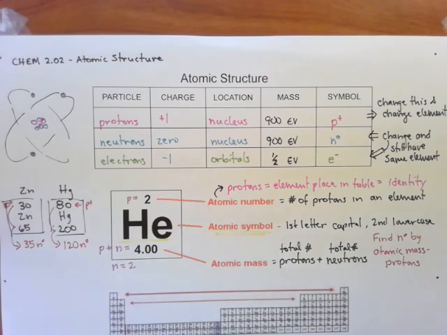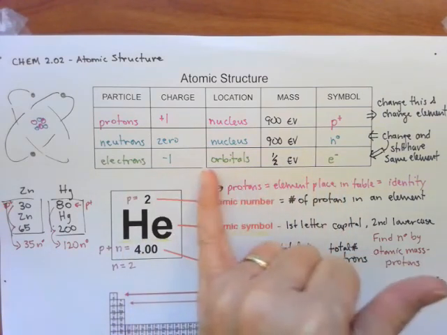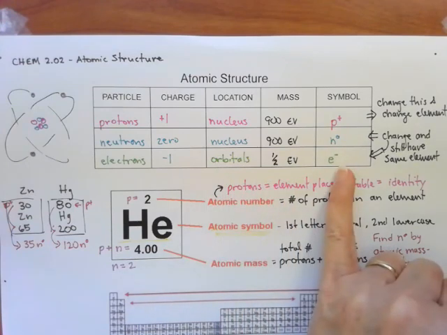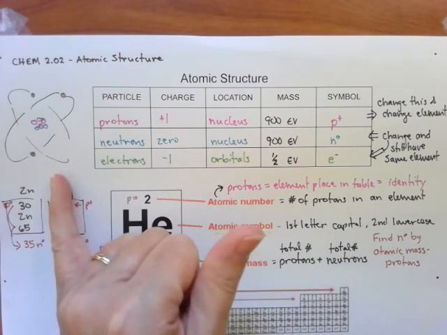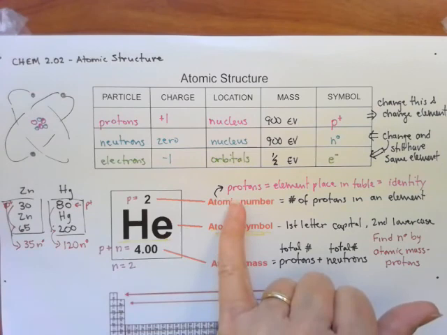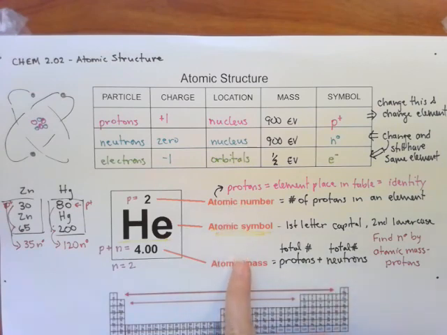So that is an explanation of the overall structure. Our takeaways here are that we're going to need to know the charge, location, and symbols for protons, neutrons, and electrons. It's okay to think of it like this for now, but that's going to be changing. And then we also need to take away a pretty good understanding of atomic mass, atomic number, and how you can use the atomic mass to find the number of protons.